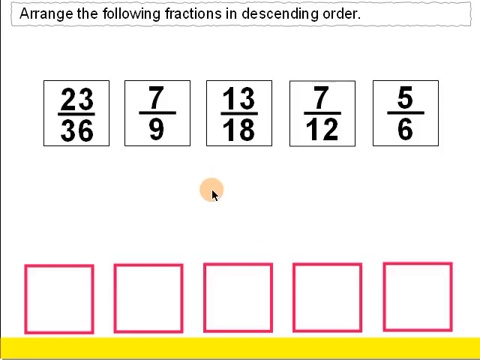The question says arrange the following fractions in descending order. That means the question wants us to put the largest fraction on the left, followed by the smaller ones, all the way to the smallest fraction in the extreme right hand box here.